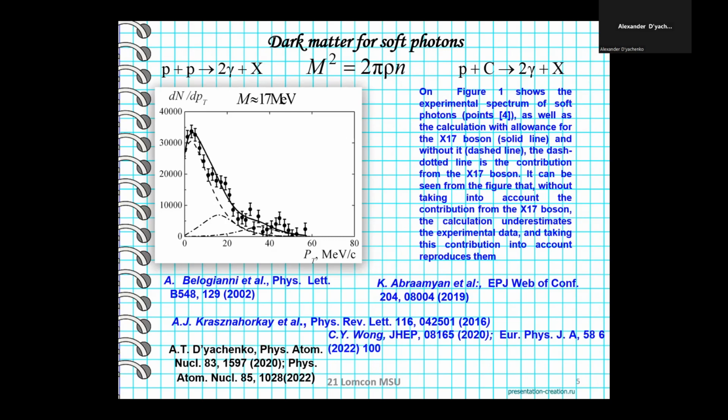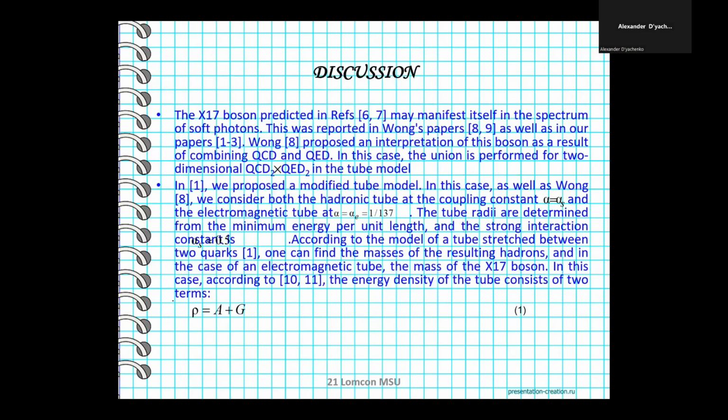The dotted line is the contribution from the X boson. It can be seen from the figure that without taking into account the contribution from the X17 boson, the calculation underestimates the experimental data, and taking this contribution into account reproduces them. The points are from this work, the excess of the X17 boson predicted by the atomic group. This is our description. The X17 boson predicted by the atomic group may be manifested in spectra of soft photons. This was reported in Wong's papers as well as in our papers.